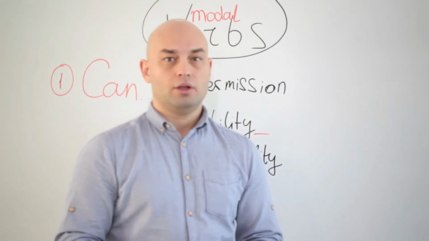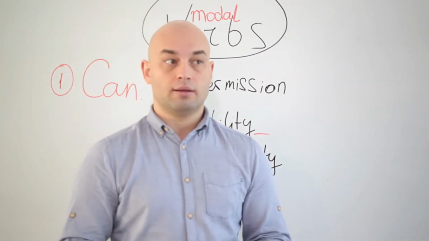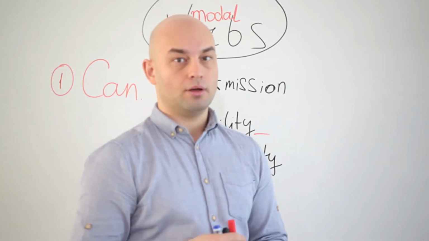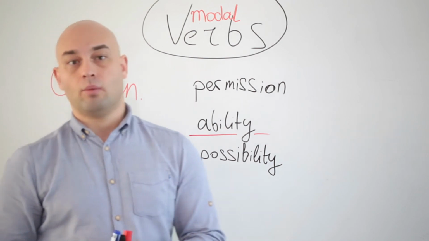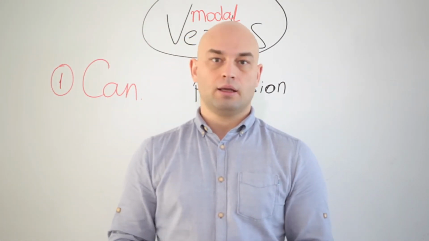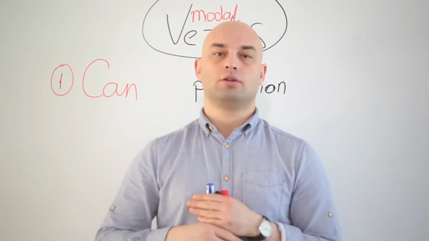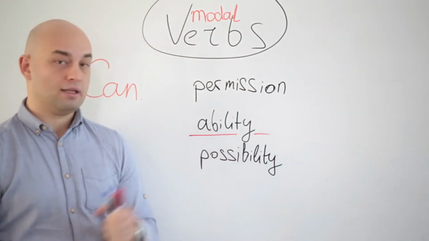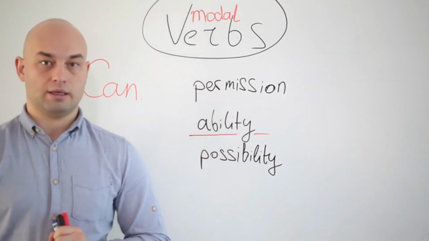But also, you can find can used in asking for permission, like, can I take that? Can I eat that apple? Okay? Or for expressing possibility. Well, it can't happen, for example. This thing you're talking about, it just can't happen. There is no possibility for the thing you're talking about to happen. So can, mainly for ability, but also can be found used for permission and possibility.